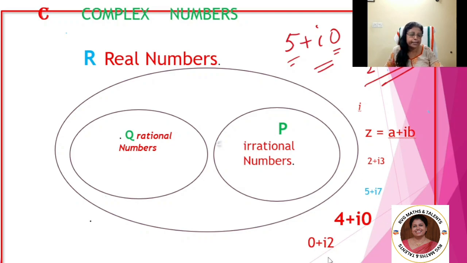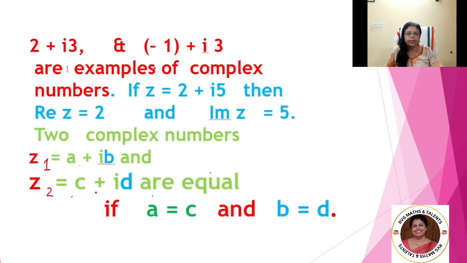0 plus i2. Here 0 is the real part and 2 is the imaginary part. See more examples: 2 plus i3 and negative 1 plus i3 are all complex numbers. In this case, Z equal to 2 plus i5. What is the real part? Real Z is 2. Imaginary Z is 5.